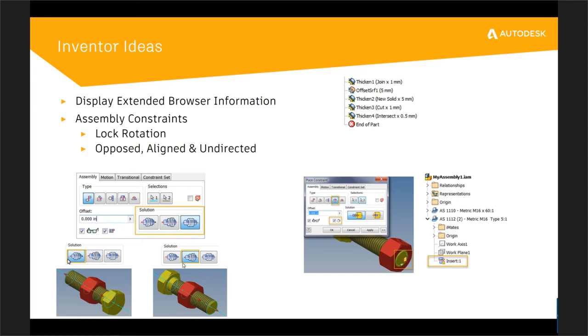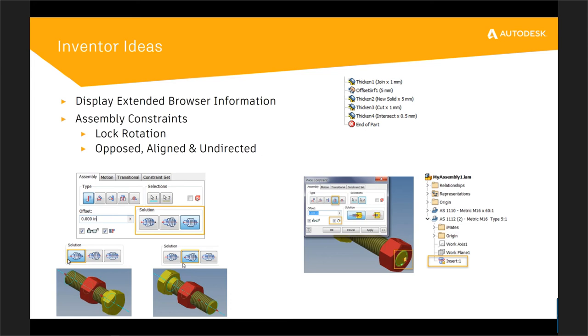Some other Inventor ideas. We've added additional information when you choose browser information. Here you'll see a bunch of offset and thickness features in the browser. If you don't take the time to name features, now it'll automatically add some additional descriptions, so it's easier to locate, find, and edit these downstream. For the assembly constraints, the insert constraint adds a concentric and coincident mate. Now you have a nice icon where you can simply lock, and it locks rotation as well. So again, just one less operation that you have to jump through in order to lock down some of your assembly motion. One of the things users sometimes got frustrated with was these axial constraints and being able to flip the mate on the fly.